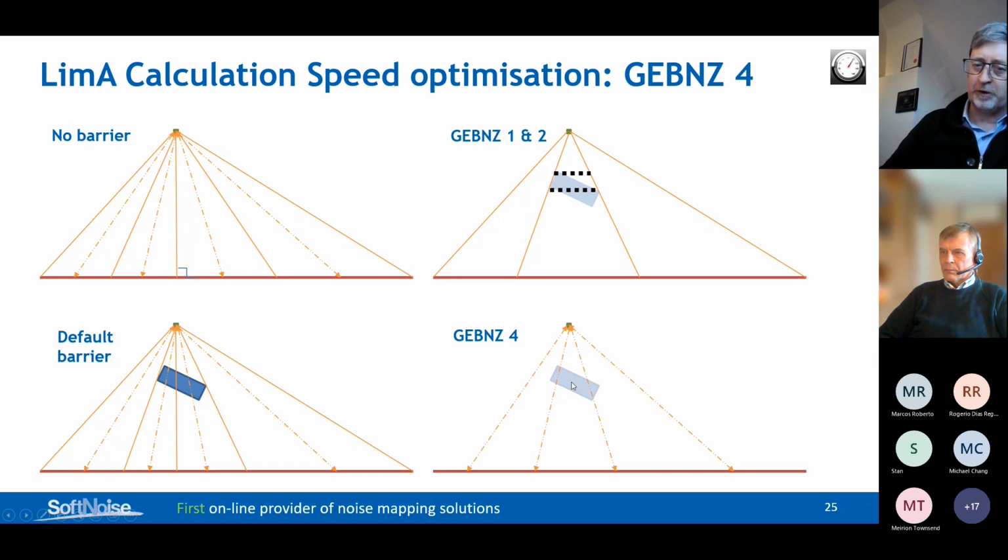But GBNZ4 does something slightly different. So it basically ignores those buildings which are far away from the source or the receiver, and retains the same segmentation as used as if there was no barrier. So we don't have this change in segmentation when this object fulfills the requirements in the configuration.